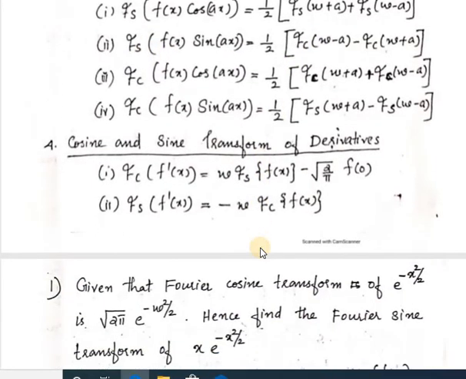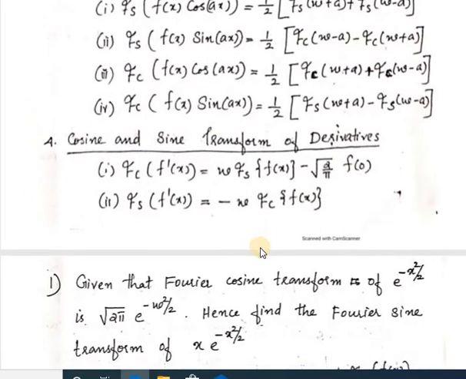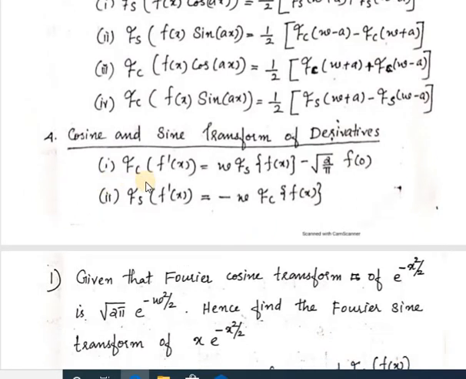Next one is the cosine and sine transform of a derivative. That is, the Fourier cosine transform of f'(x) equals ω Fs(f(x)) minus √(2/π) f(0).